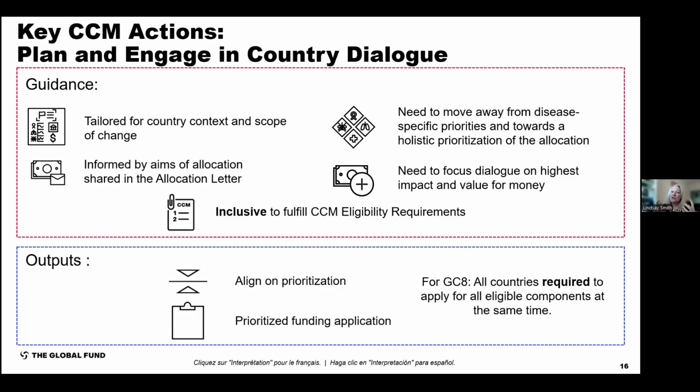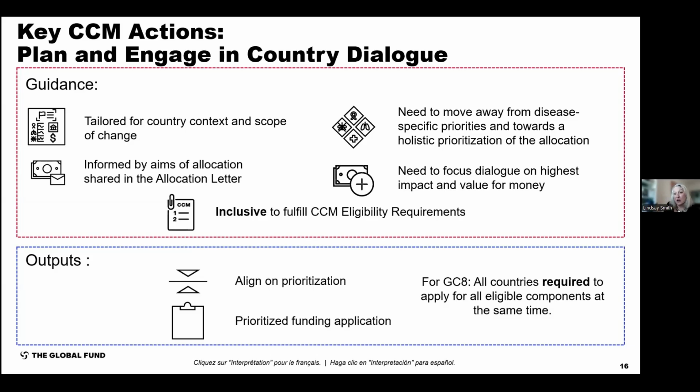It's important that country dialogue is not a start from scratch, let's everybody put on the table everything they want. Country dialogue in this context, where we need to be increasingly selective about prioritizing our investments and making each dollar stretch further, needs to be very targeted and very focused. So that dialogue really is about ensuring that we are optimizing from what we already know and not starting from scratch, as we may have done in previous cycles.